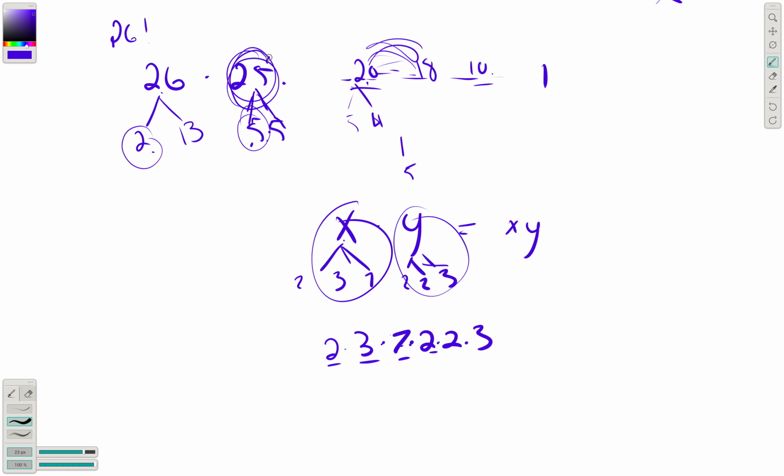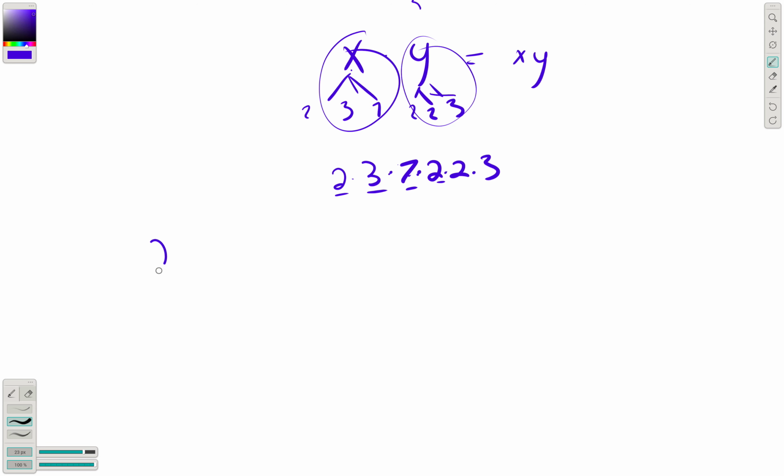And the reason why that's important is because now when we compute this, in order to find all the 5s that could be factored out of this, all we need to do is find all the 5s that come out of here.